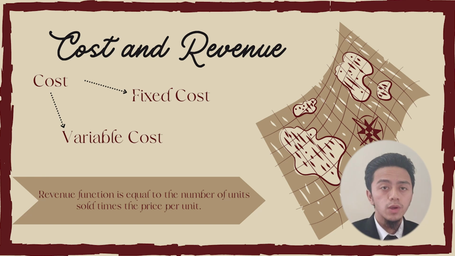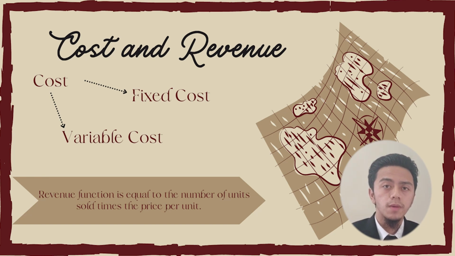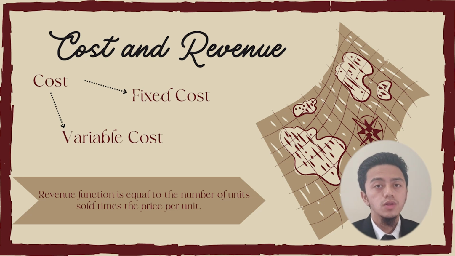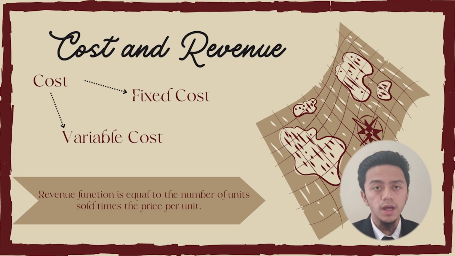So today we continue with the cost and revenue functions. So first we go to the cost. Cost has two types, fixed cost and variable cost. So in the formula, the total cost is fixed cost plus variable cost, which has been multiplied by the number of units produced.